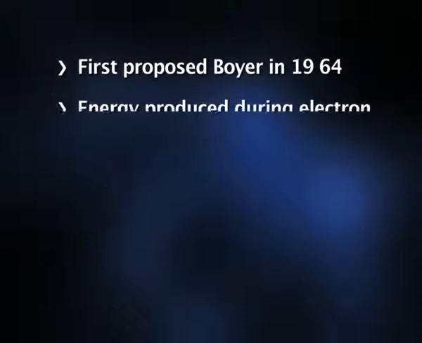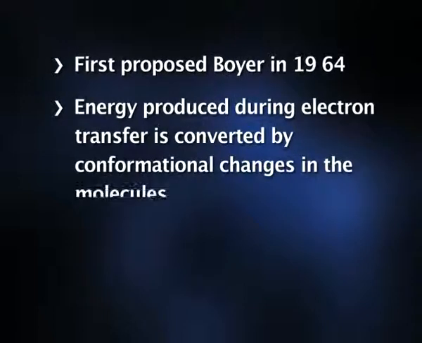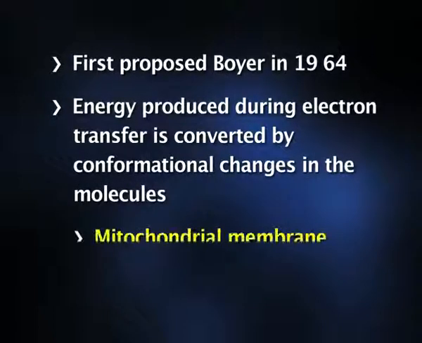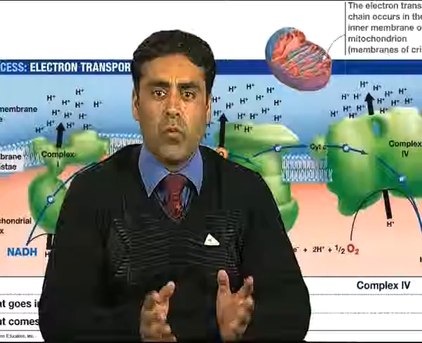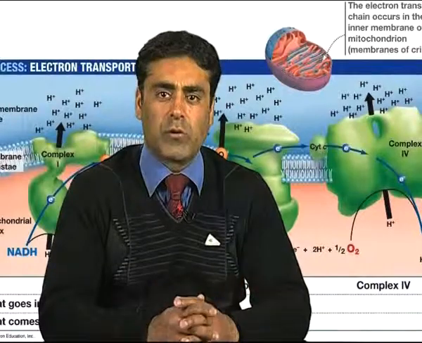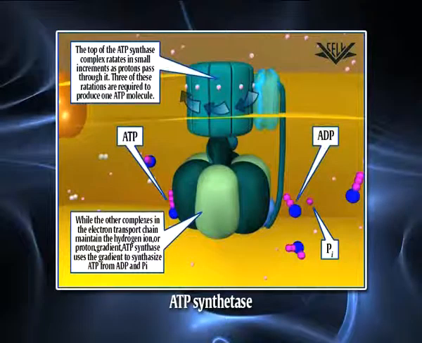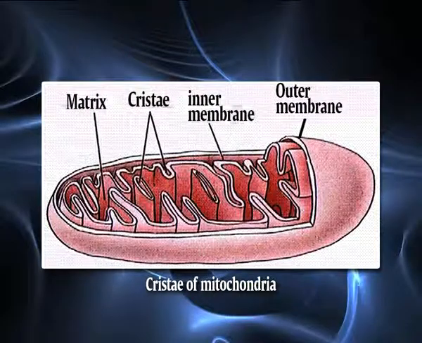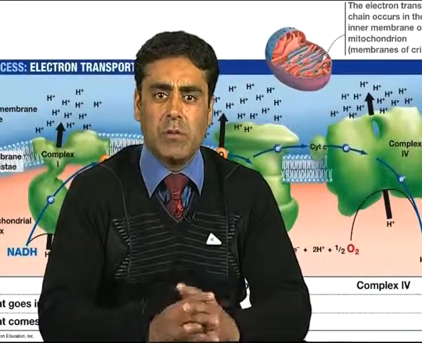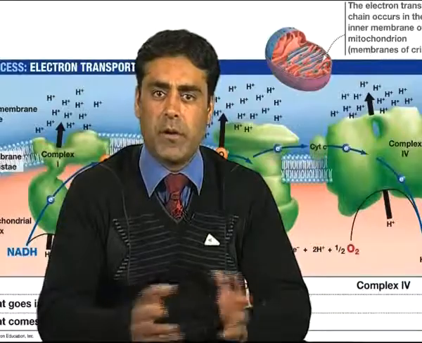According to this hypothesis, the energy produced during electron transfer is converted by conformational changes in the molecules comprising the mitochondrial membrane and matrix, which may be the driving force for ATP formation. The main conformational changes have been observed in ATP synthetase particles and cristae of mitochondria. The cristae assume different forms during different functional stages of the mitochondria.